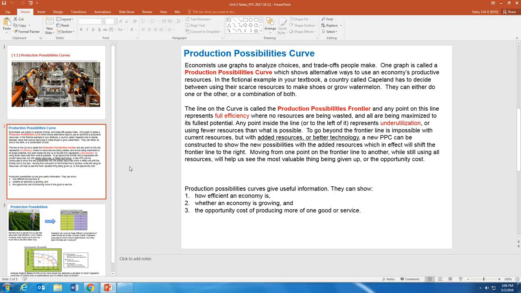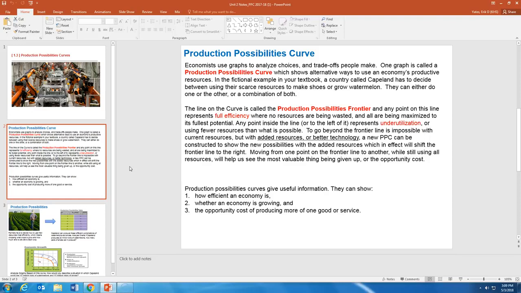But this graph is called a production possibility curve, and it just simply shows alternative ways that an economy can use its productive resources. There's a fictional example in your textbook, and there's a country called Cape Land, and they have to decide between using their scarce resources of a field to either build a factory and make shoes or to get some seeds and grow watermelon. Apparently in this particular fictional world, these two choices would be the ones that could yield maybe the biggest profit for an entrepreneur. And so they can do either one or the other, or maybe a combination of both.